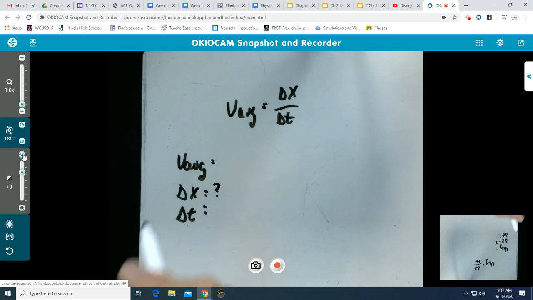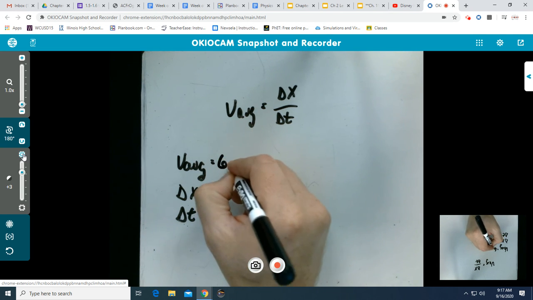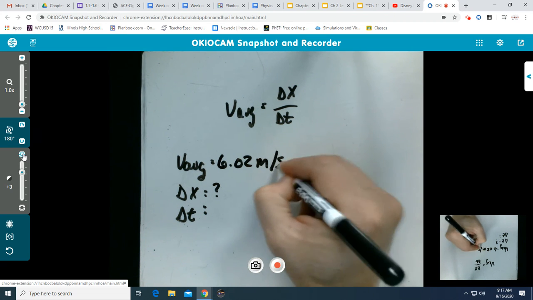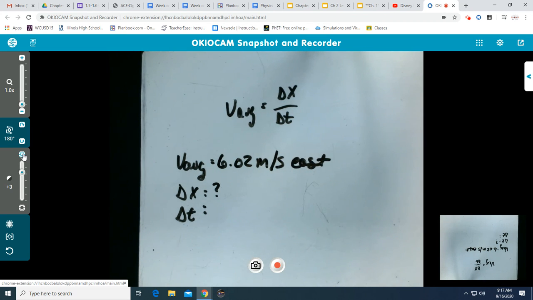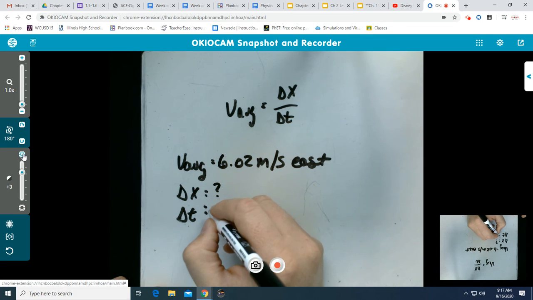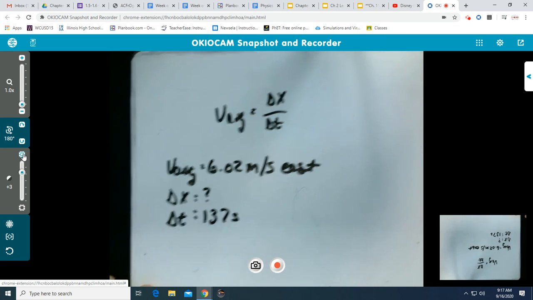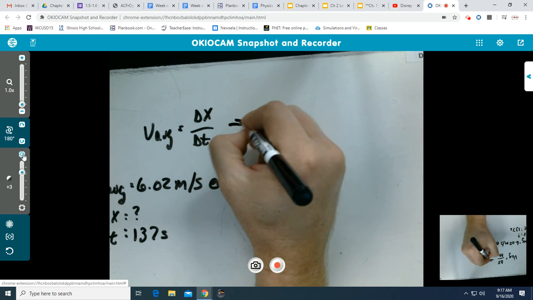What is our average velocity that has been given? East. Now, it gives us the direction that Andra is traveling. So would this be a positive or a negative value? Positive. Again, directions north and east are considered positive. So we don't have to put any negative sign in there. What about time? 137 seconds. All right.